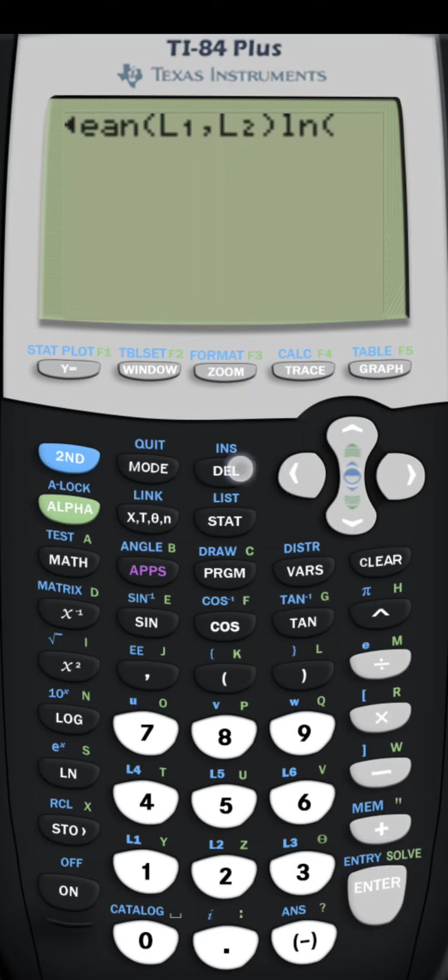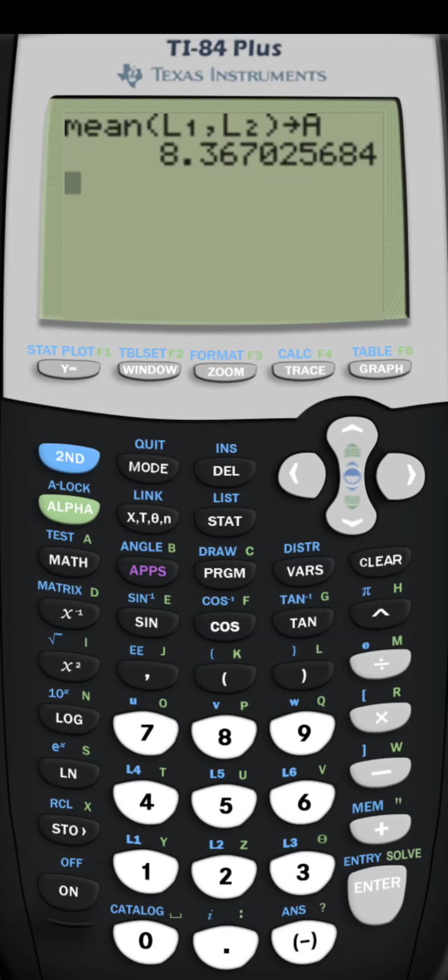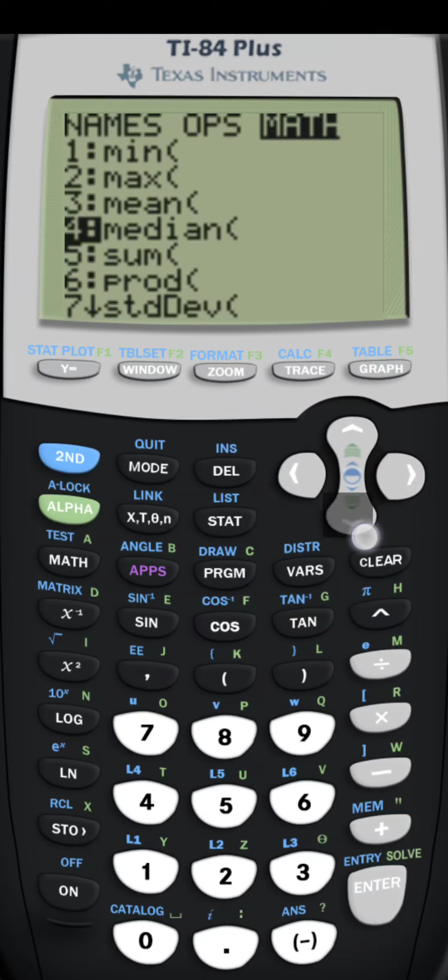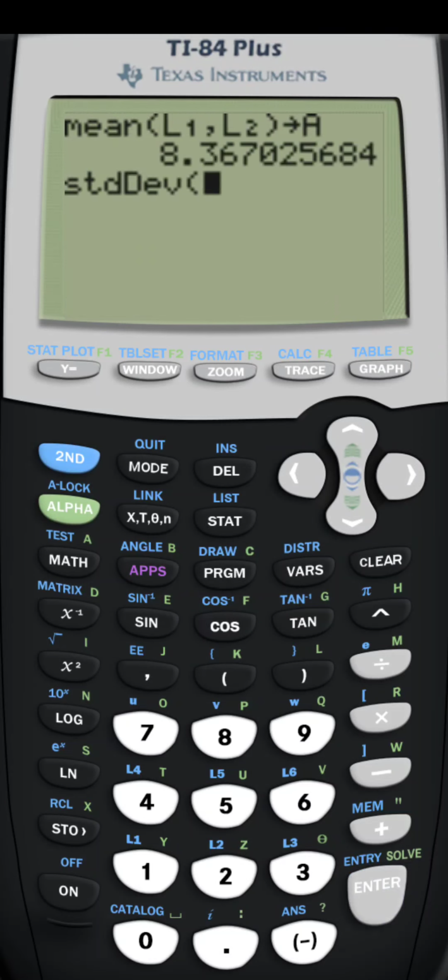That doesn't want to cooperate. There it is. And then we're going to store it and say A. Alright, so there's the mean. And then we want to do the same thing with the standard deviation. So that is standard dev. And same idea, we can pass in a frequency distribution here by saying comma L2. And then we can store that in alpha B. And there's the standard deviation.